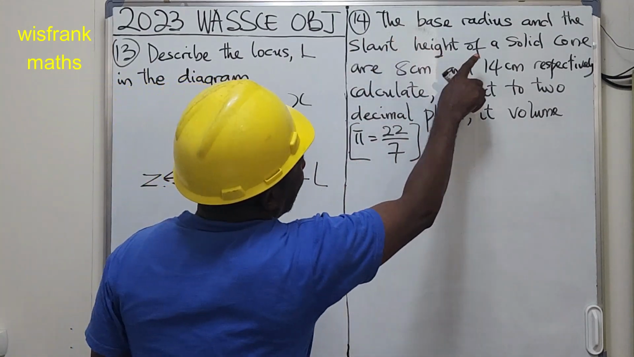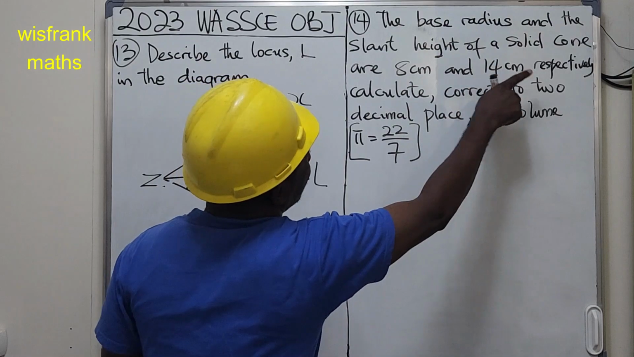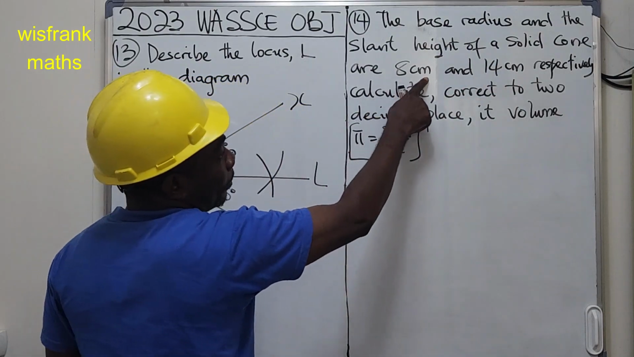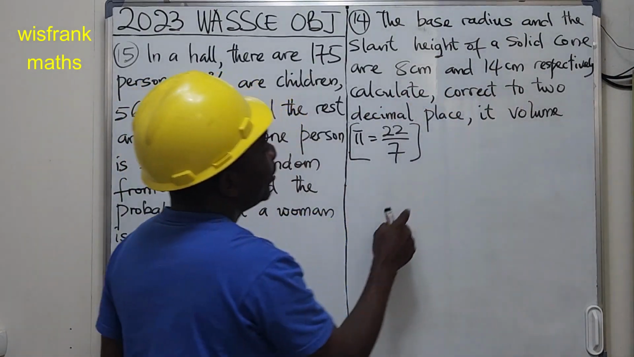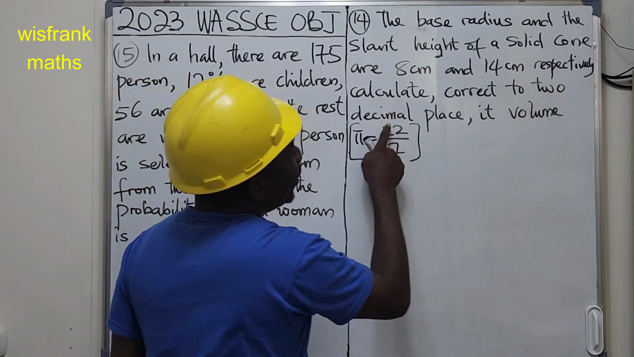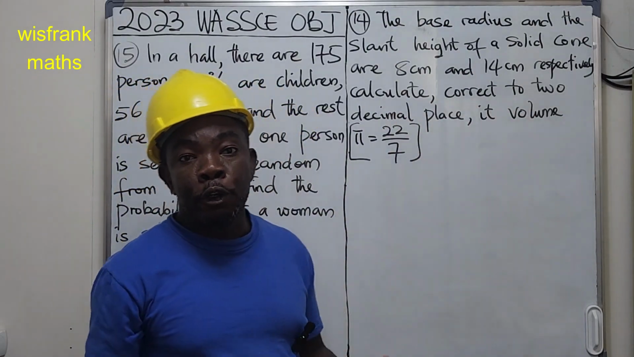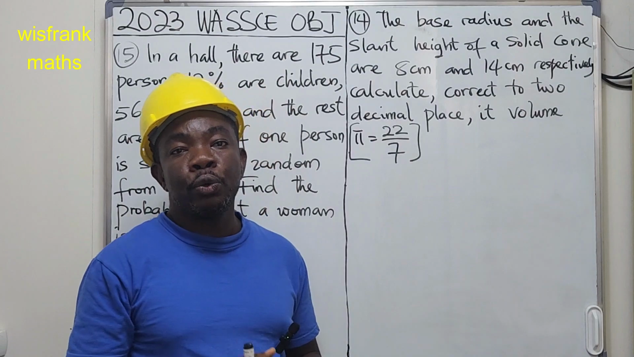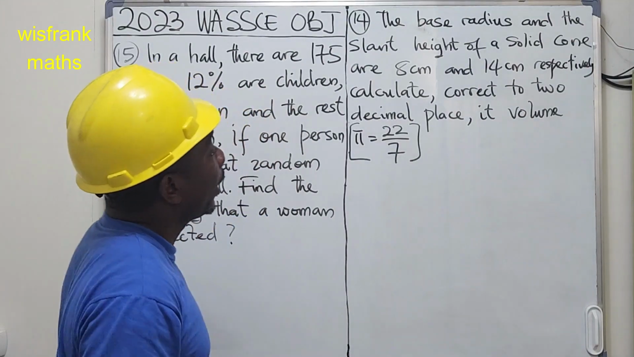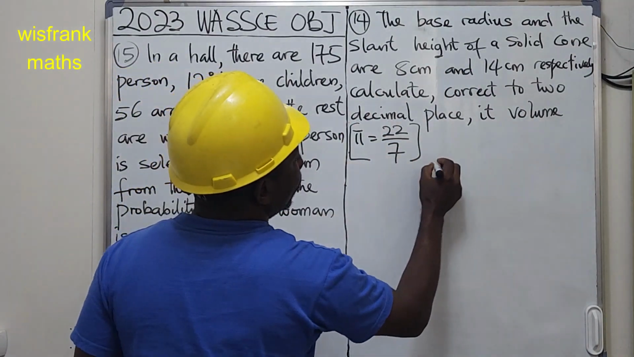Number 14. The base radius and the slant height of a solid cone are 8 cm and 14 cm respectively. Calculate, correct to two decimal places, its volume, taking pi as 22 over 7. So we need to calculate the volume to have the solution.